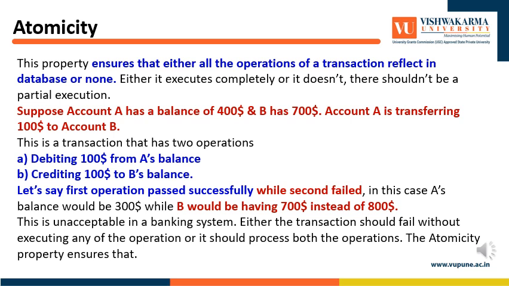A: debiting $100 from A's balance. B: crediting $100 to B's balance. Let's say the first operation passed successfully while the second failed. In this case, A's balance would be $300 while B would have $700 instead of $800. This is unacceptable in a banking system. Either the transaction should fail without executing any of the operations, or it should process both operations. The atomicity property ensures that.